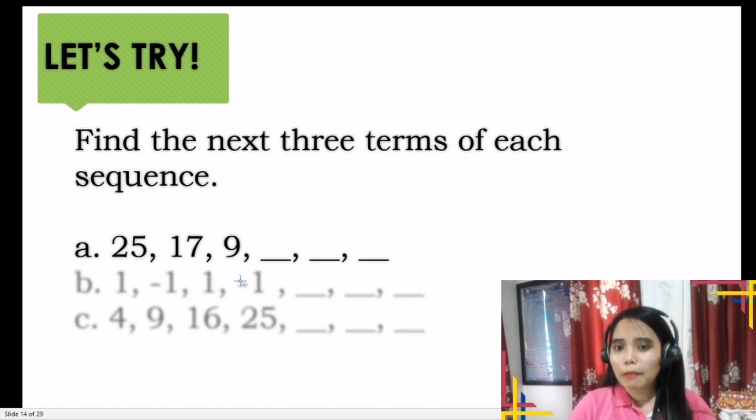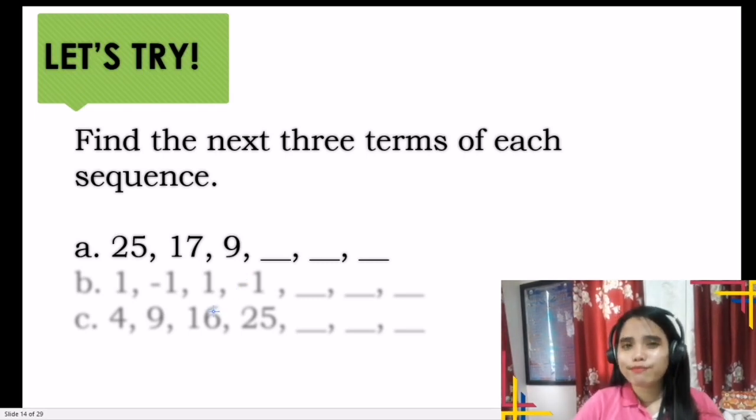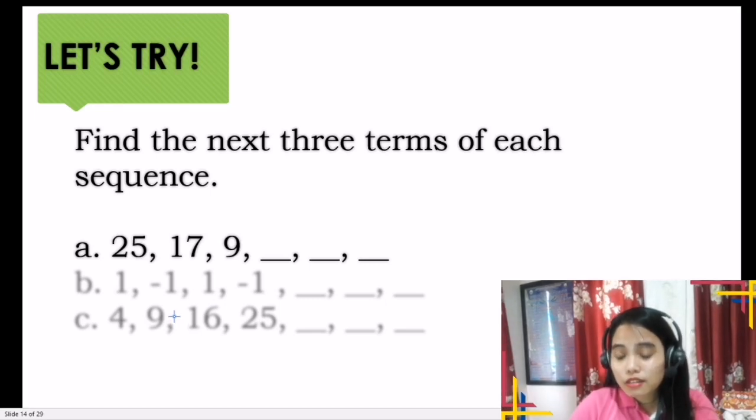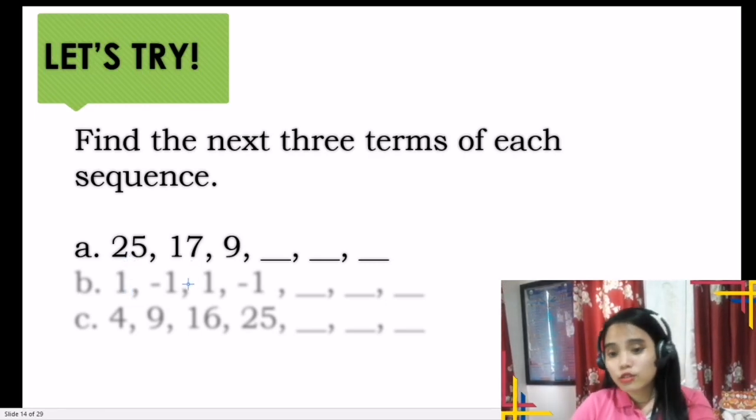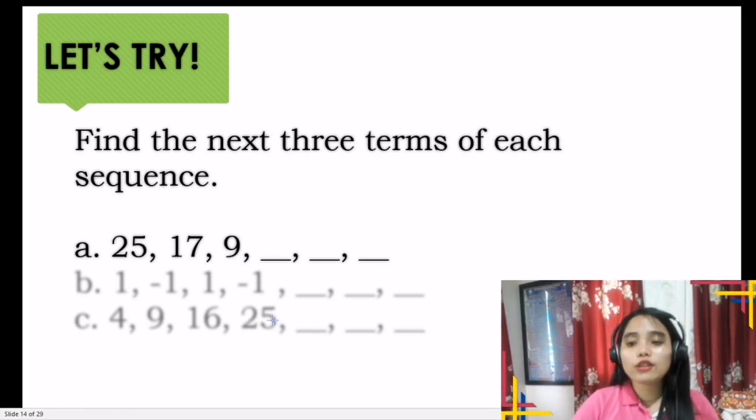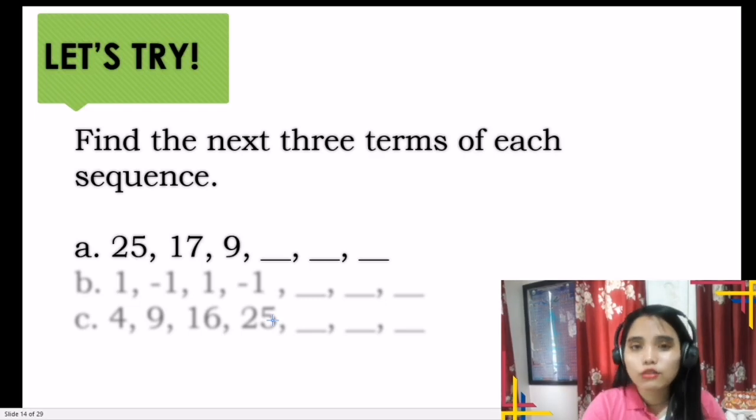Diba, pag sequence, may pattern. Can you see the pattern here? That's right. Ang pattern here is sasubtract lang tayo ng 8. Okay, so we will subtract 8 from 25. So we have 17. 17 minus 8 is 9. And so on. So we will find the next 3 terms ng sequence na yan.